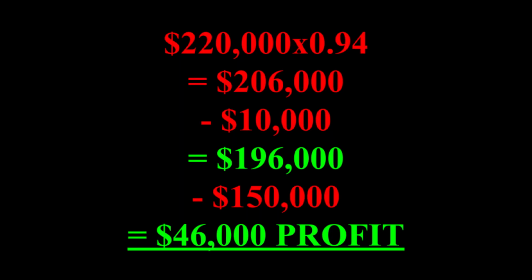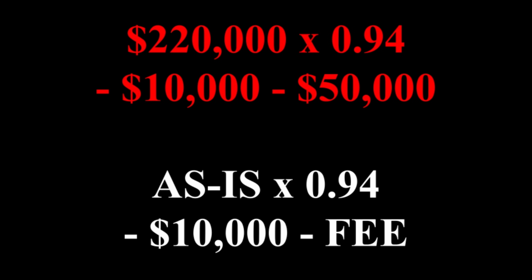Do the math. $196,000 minus the deal being locked up at $150,000 means we make $46,000 in this scenario. Now, it's up to you how much profit you're looking to make whenever you make your offer, but more is always better and more is always safer. So make sure when you offer, you still have a substantial budget for yourself. To recap, the offer formula is 94% of the as-is value minus $10,000 minus your fee.